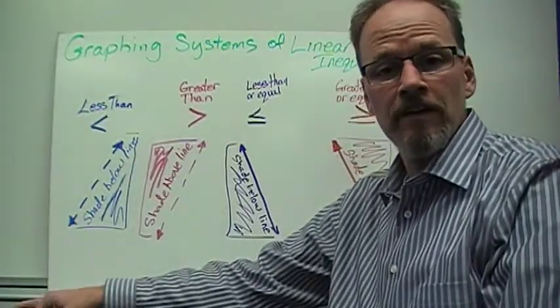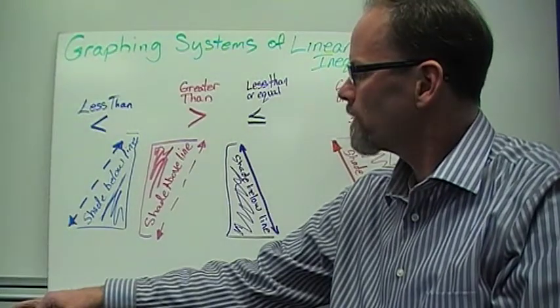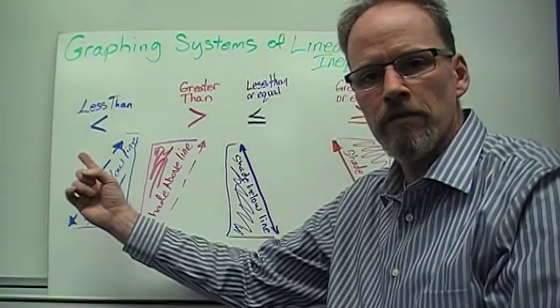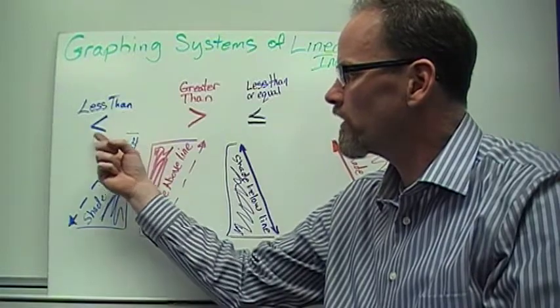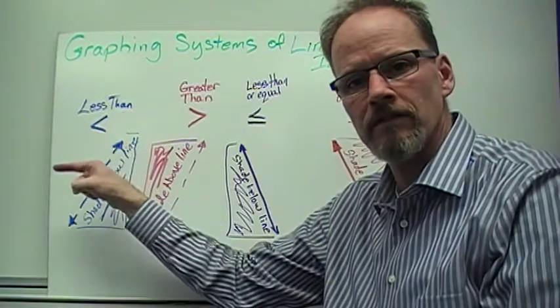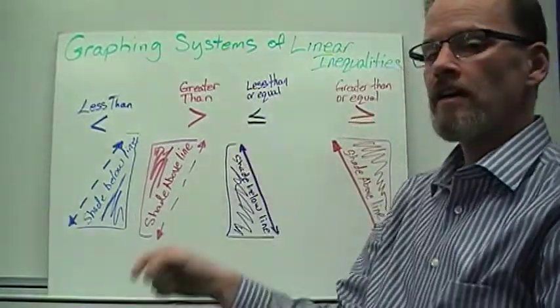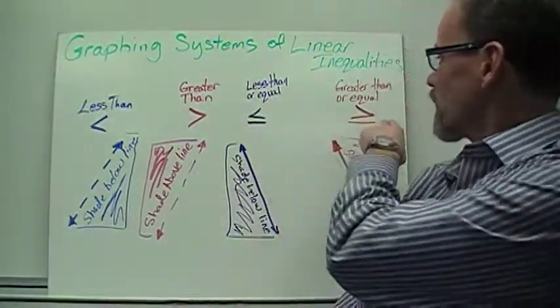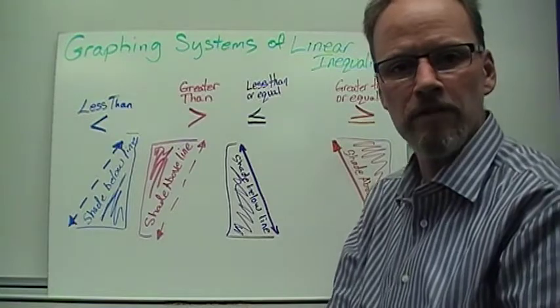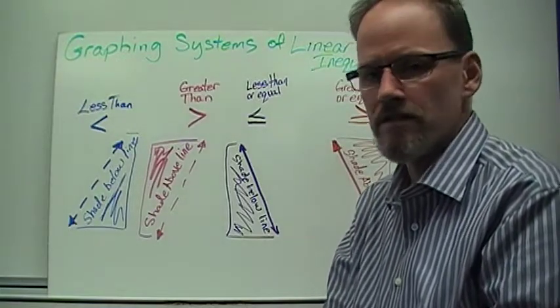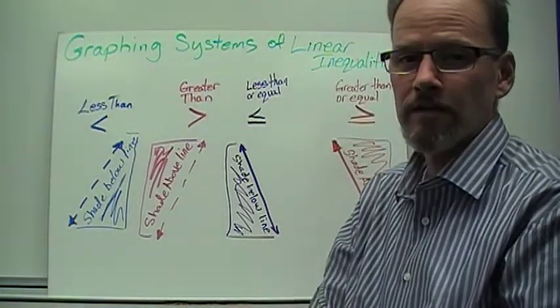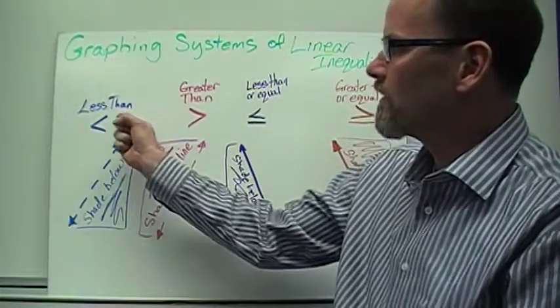Graphing systems of linear inequalities. All right, well, if you remember, we are going to deal with inequalities such as less than, which points to the left, greater than, which points to the right, less than or equal to, and greater than or equal to. Those are the symbols that we're going to see in our inequalities.